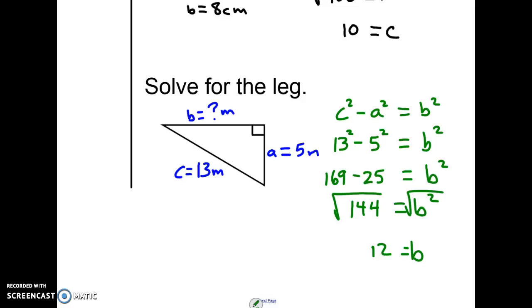That is our solution, which means that we can come back up here and see that b is 12. Oh, we changed it to meters, not centimeters. 12 meters. So that would be an example of finding or solving for the length of a leg.